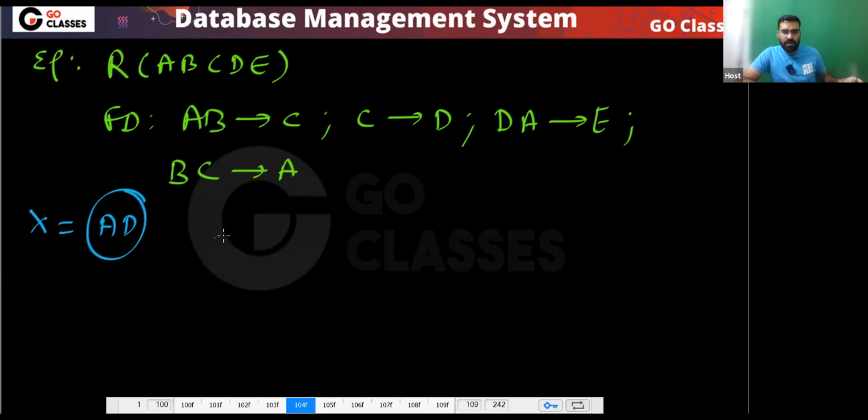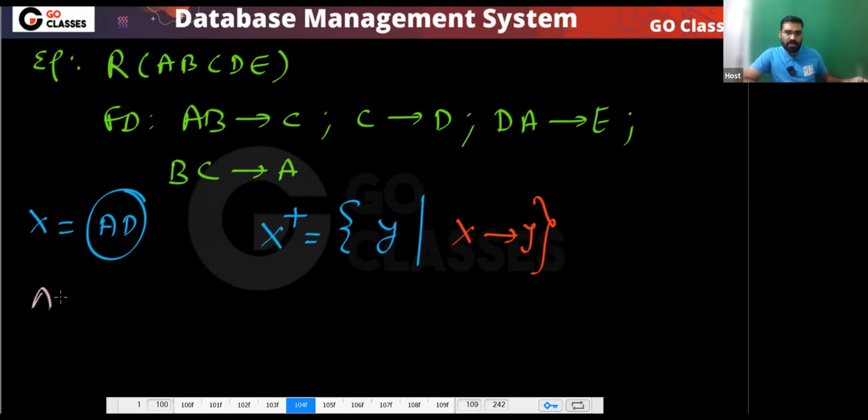Now we know what X plus will be. The initial definition of X plus says that X plus is the set of all attributes that X can determine. Now you can notice, what can AD determine? It can determine AD trivially.